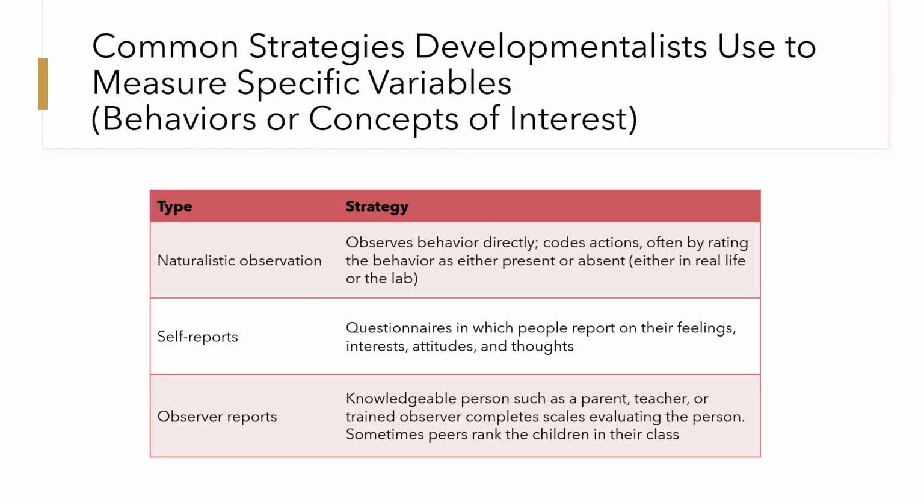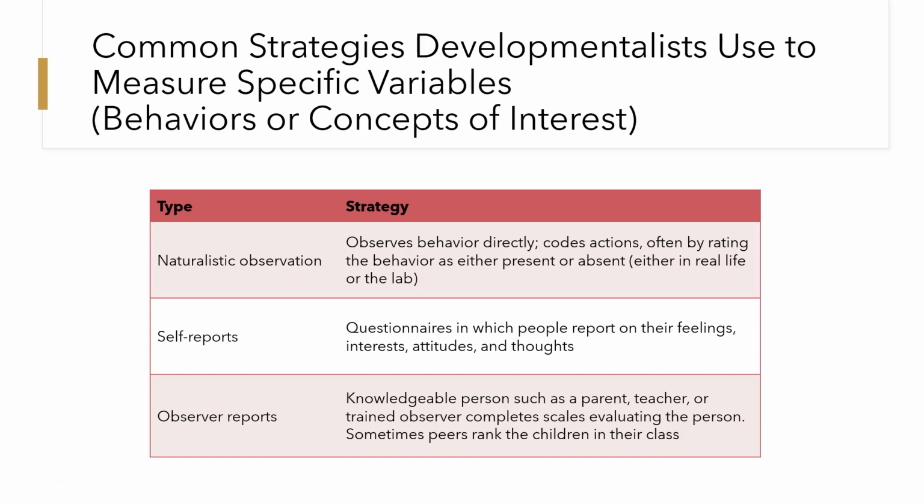All right. We'll end by talking about some common strategies developmentalists use to measure specific variables or concepts. These are different research methods. We can study naturalistic observation. This is observing behavior directly. So you can go out into the field. This would be field research. Go to a park and observe children, and you're looking for something.